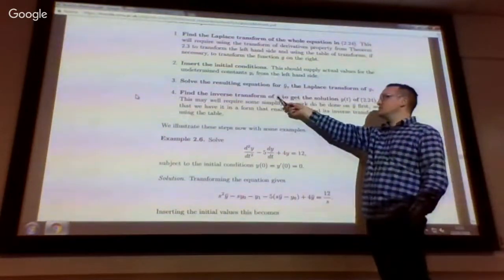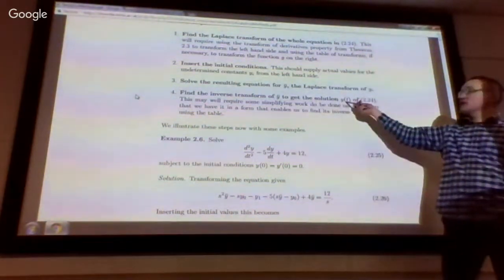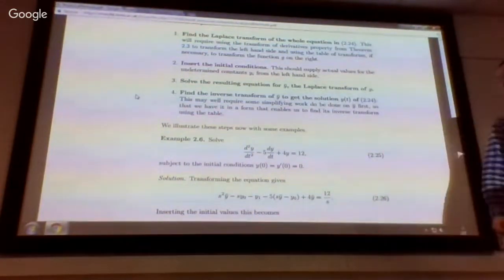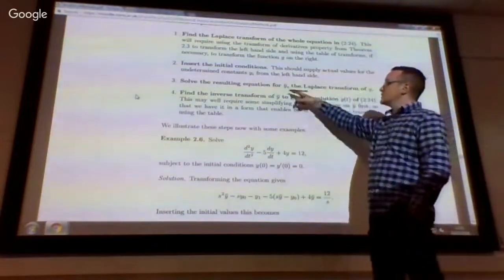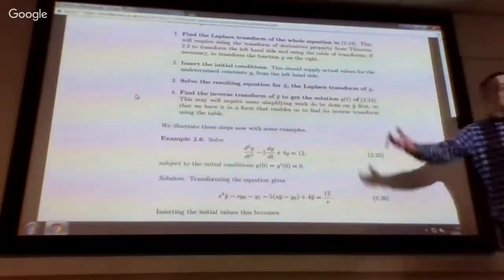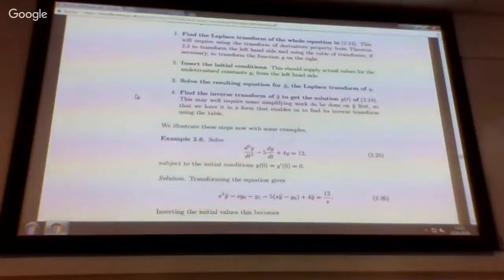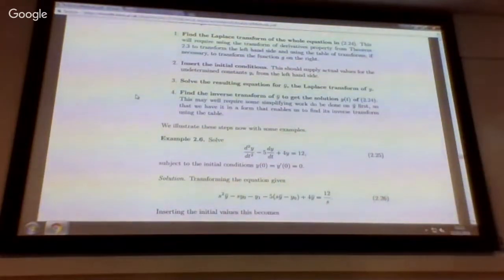Now, y bar is representing the transform of y. So when you take the inverse transform, you recover the original function y of t. And assuming you're able to, we take the inverse Laplace transform of the function of s which we have for y bar, and that will inverse transform back to a function of t, which will give us our solution y of t to the original problem. Okay? So that's a quick description of the 4 steps.